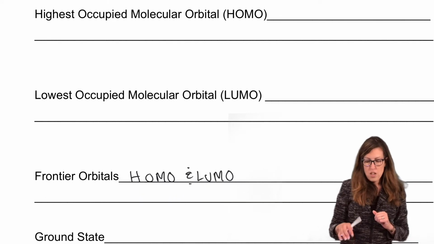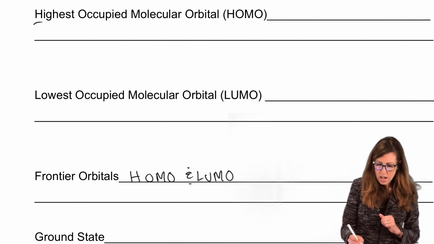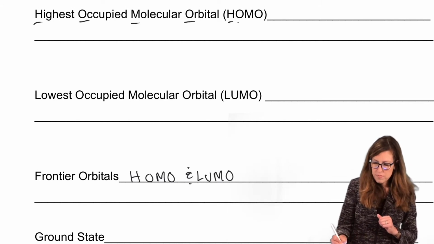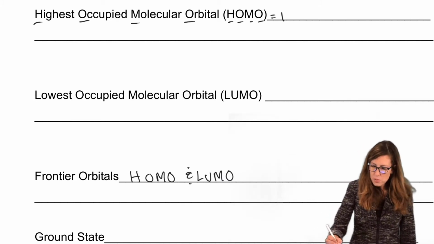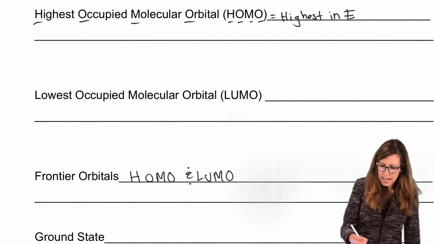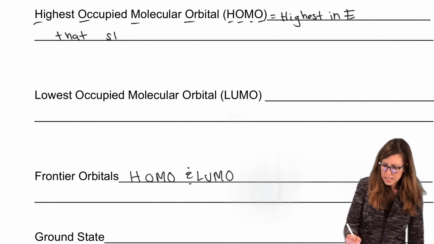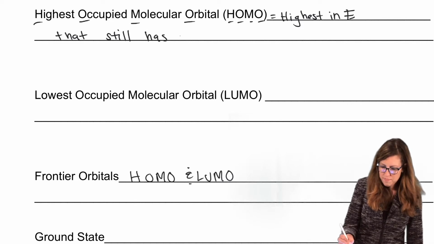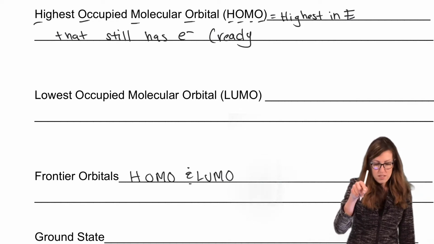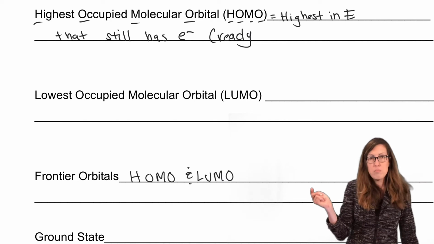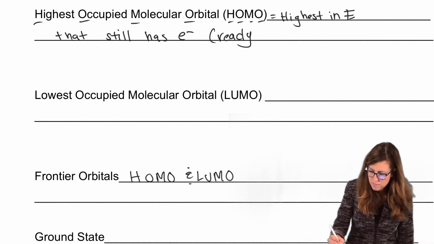The frontier orbitals, the two that are involved in reactions, are the HOMO level and the LUMO level. HOMO stands for highest occupied molecular orbital. So what does that mean? The highest one in energy that still has electrons, it's occupied. In other words, it's ready to react. It's the highest energy one with an electron ready to give to something, usually an empty orbital, a LUMO.